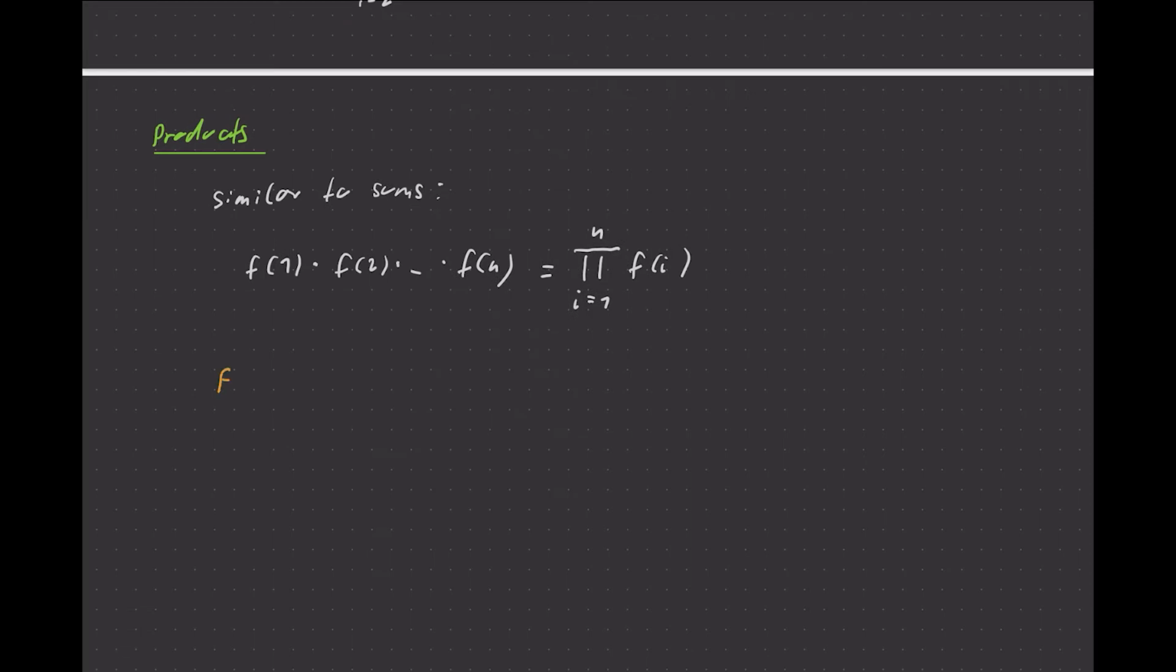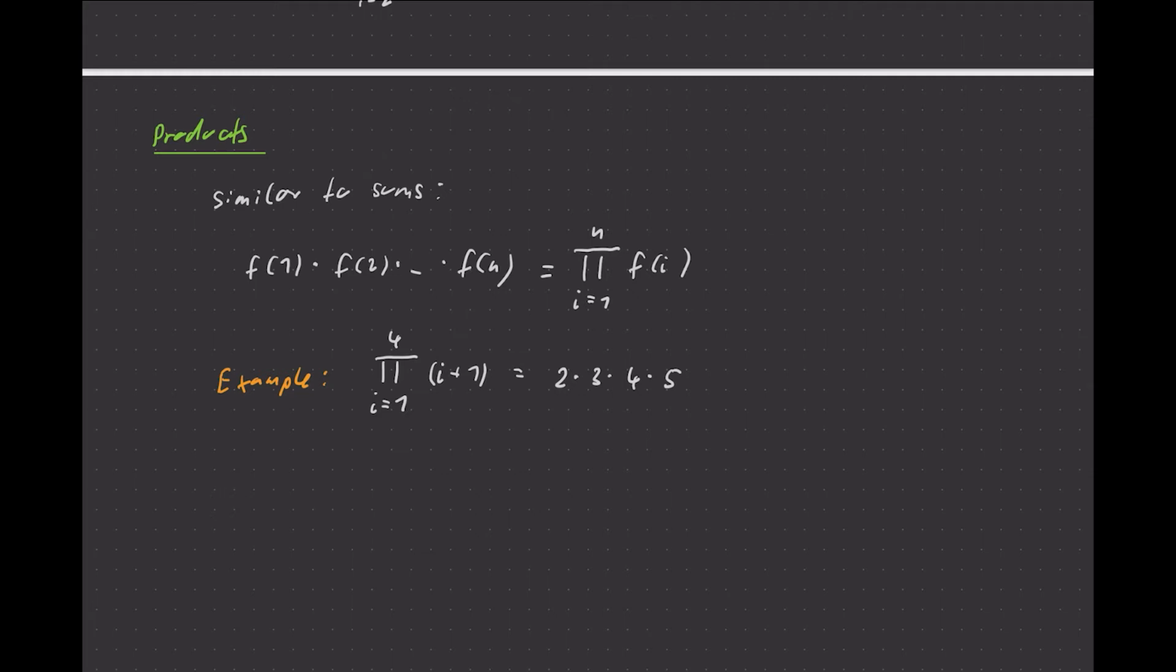Quick example again. Let's say we have something like the product over i from 1 to 4 of i plus 1. Then this would be 2 times 3 times 4 times 5, just like this.